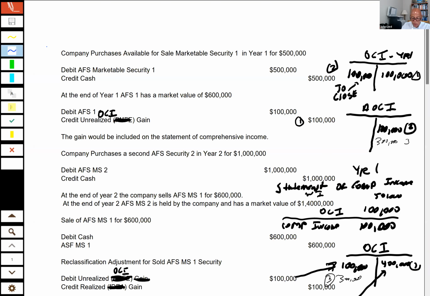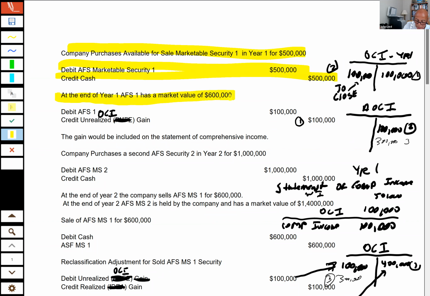I purchased in year one. Okay, company purchased it in year one, and they purchased it for $500,000. Now, of course, when you buy the security, you debit the security, $500,000. Of course, you got to pay for it, so you credit the cash. Now, at the end of year one, they still have the security, but when they look, the market value of the security had gone up to $600,000. So we have what? We have a $100,000 unrealized gain.